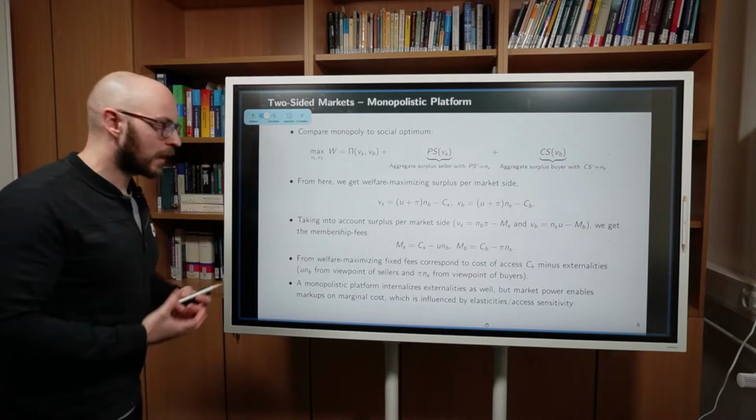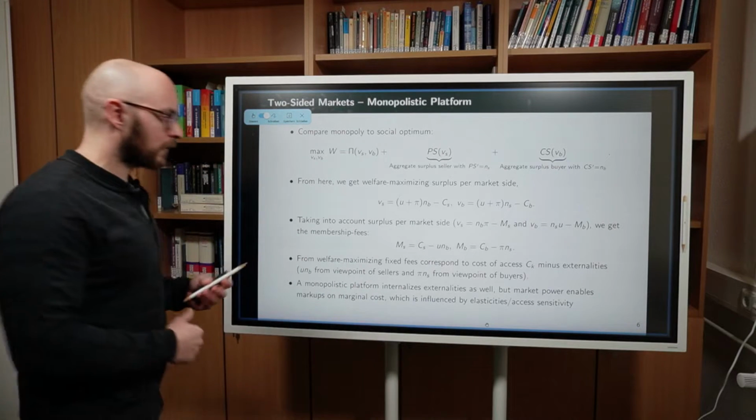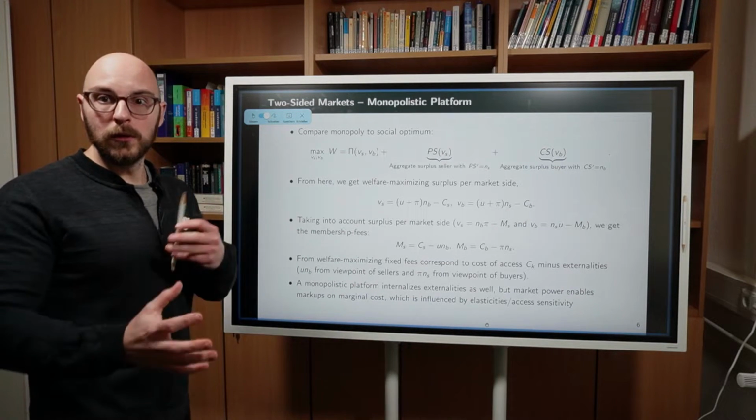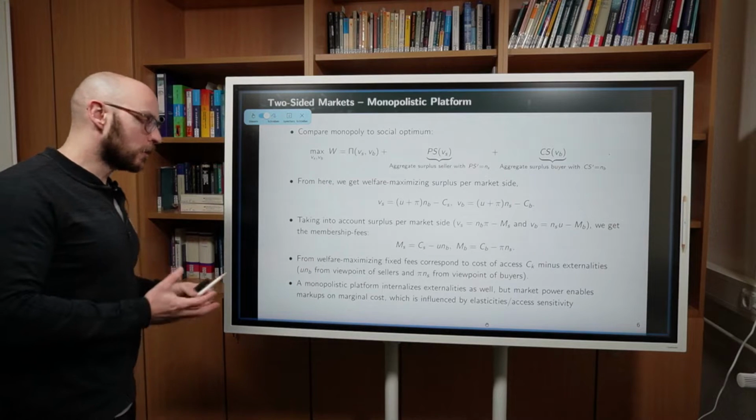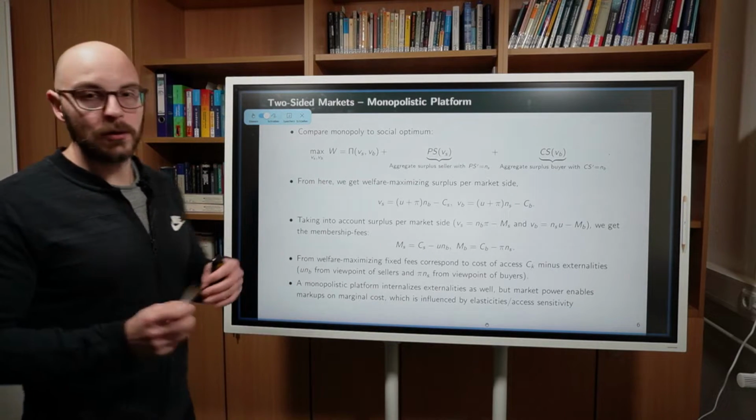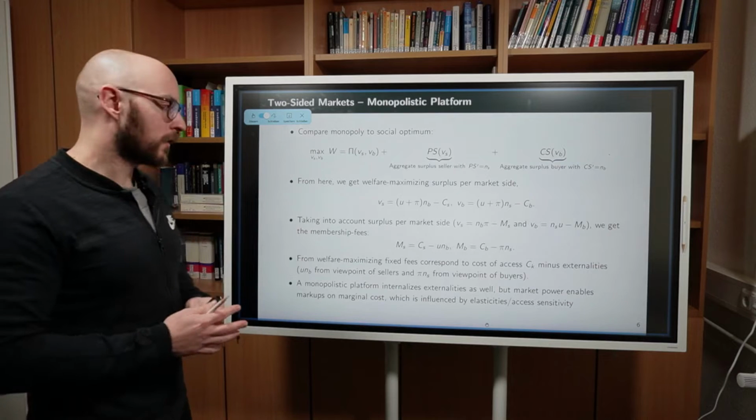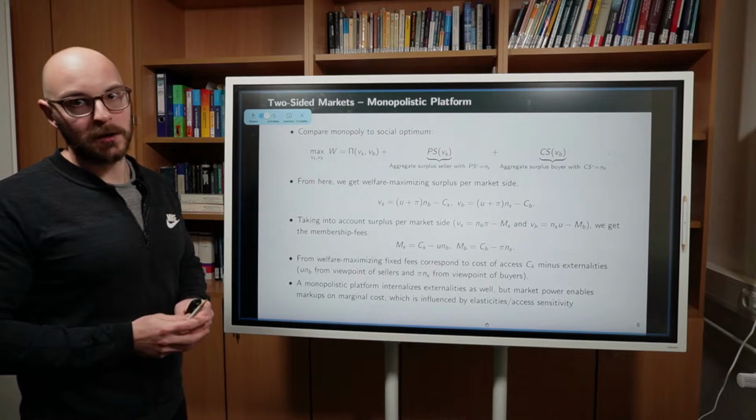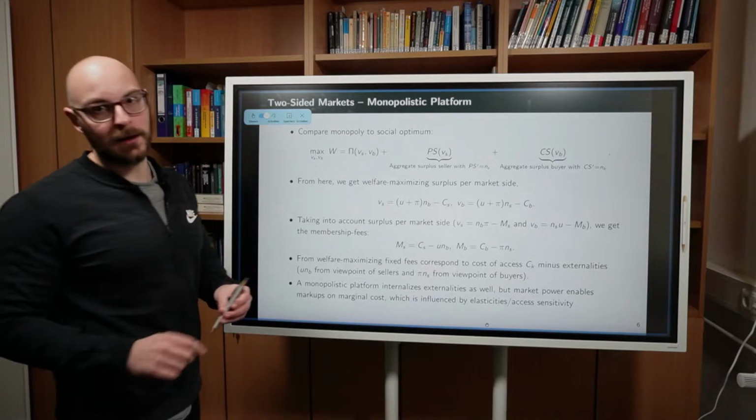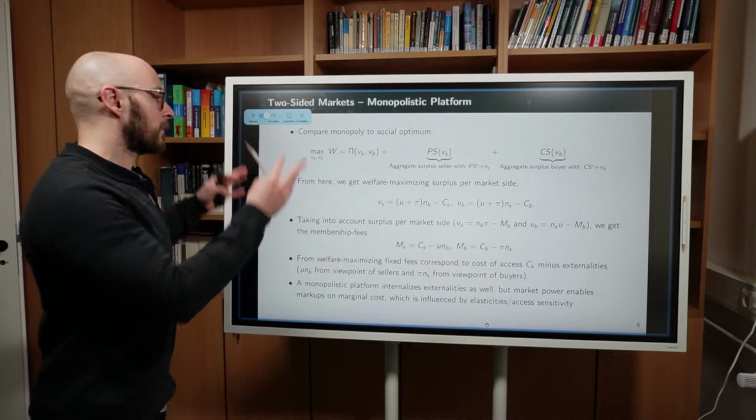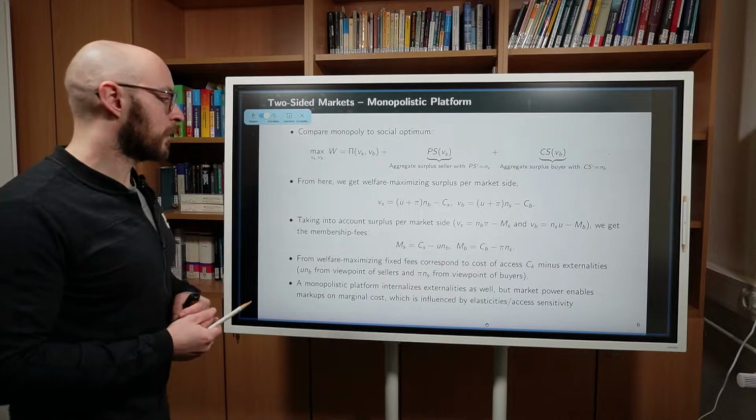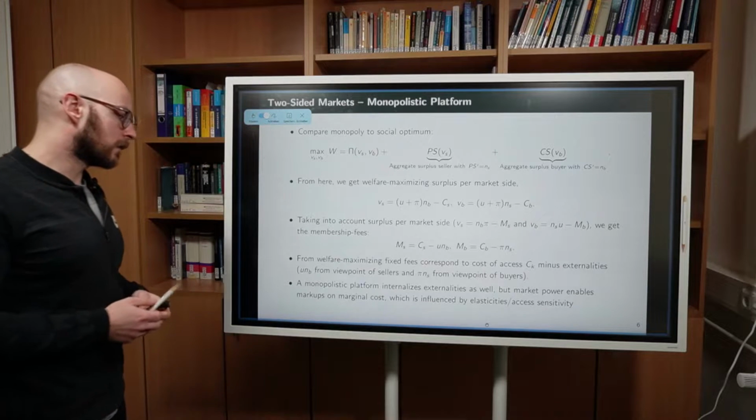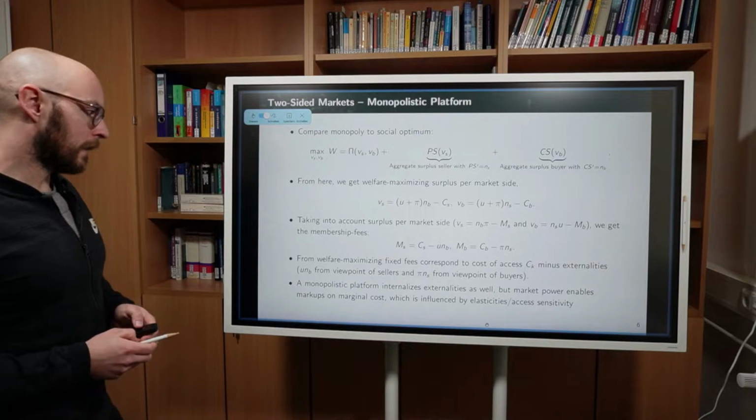So you just take into account that when you decrease or increase the fixed fee, you lose or attract some parts of the respective market side, and that has a feedback on the other side, right? And that is something that, from the viewpoint of a welfare maximizer here, does not happen. So this distortion goes away.